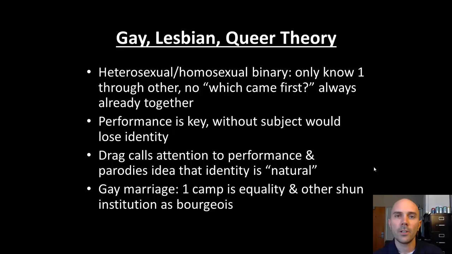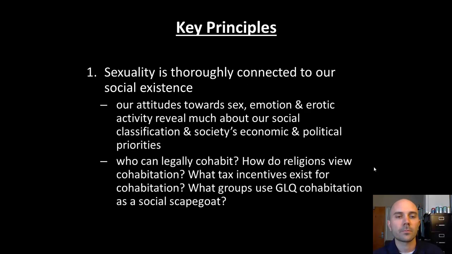Now, in terms of gay marriage, obviously a very important concept for queer theorists, there's sort of two camps within that. One would be the camp of equality, so trying to fight for equal rights in gay marriage. The other one would look at shunning marriage itself as a bourgeois institution, sort of turning up its nose and saying, you know, the bourgeois can have marriage, we'll be happily content with something else.